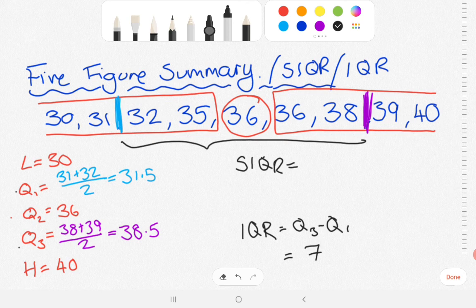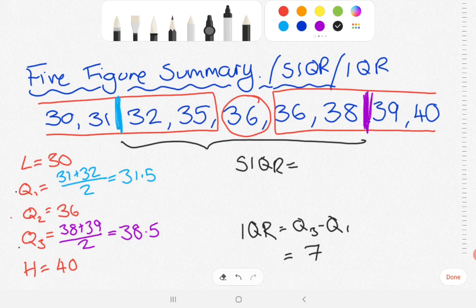Now, that kind of tells you, you could compare that with another data set. If it had an IQR, an interquartile range of 12, then that would tell you that the numbers are more spread out in the one with the interquartile range of 12 than they are with the one with the interquartile range of 7. We can do the same with the semi-interquartile range.